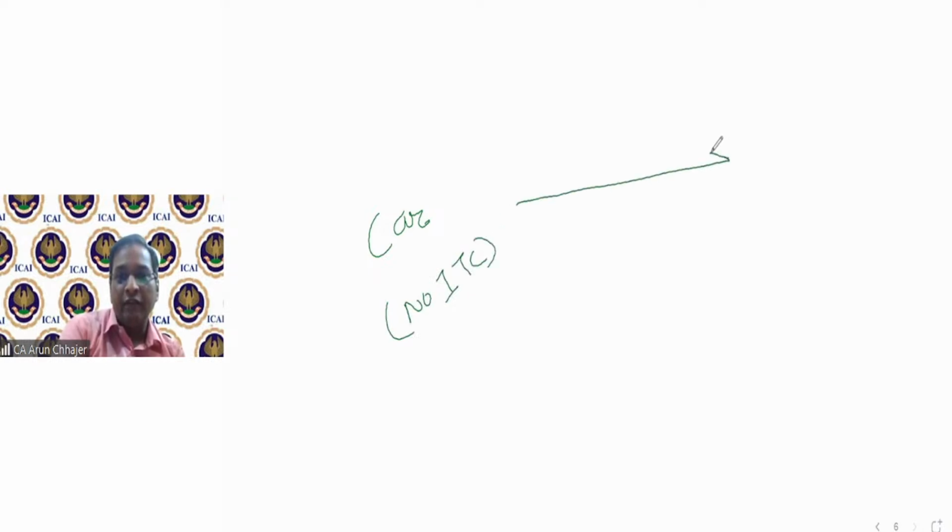Company has purchased the car. No ITC has been taken at the time of purchase. It has been given to an employee free of cost.